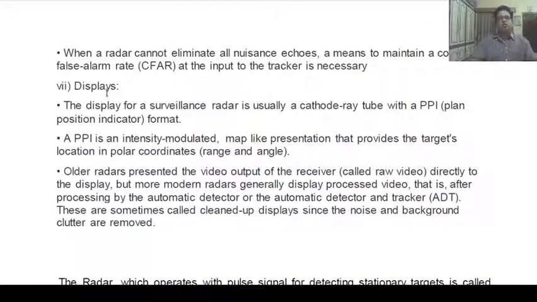Displays. There are many kinds of displays which we also studied separately. Here only the elementary idea of what is the role of display. The display for a surveillance radar is usually a cathode ray tube with a PPI, plan position indicator, format. A PPI is an intensity modulated map-like presentation that provides the target's location in polar coordinates, range and angle.